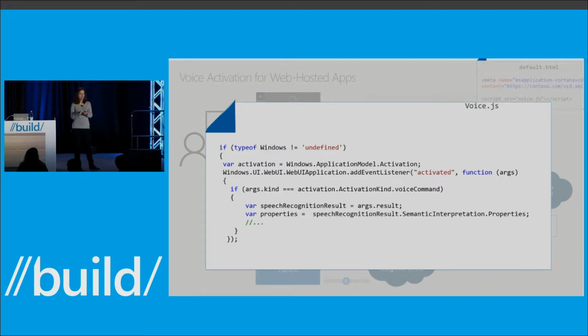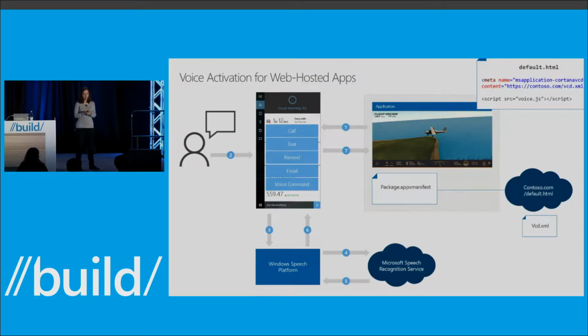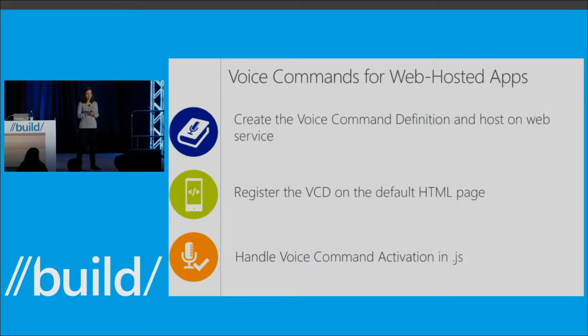And notice here that this code looks very familiar with the code that you have to write for a JavaScript universal application. So here you have to handle the activated event, and you have to check that the activation kind was for a voice command, and that gives you access to the speech recognition result, and from that point onward, you decide to which page to redirect. So this is how it works at a very high level, and these are the 3 steps required to enable voice commands for web-hosted apps.